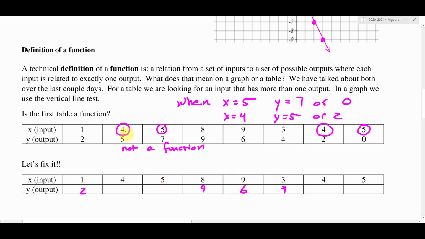So remember, in this one, 4 went to 5, so I'm going to put my 5 down here, and then I'm going to go find the other 4 and make sure it only goes to 5. So 4 to 5, 4 to 5. And then I'm going to do the same thing with the 5, right? So in this first instance, 5 went to 7. So I'm going to go over here and say, well, 5 can only go to 7 now. So I got rid of the 0 and I got rid of the 2 and replaced it with the 5 and the 7 from the first instance in their table. Okay, so now this represents a function. Every single input only has one output.